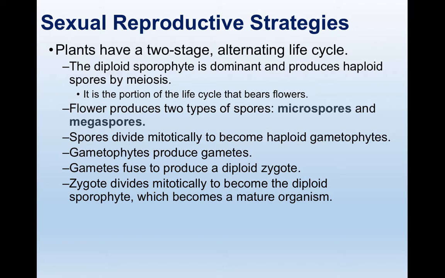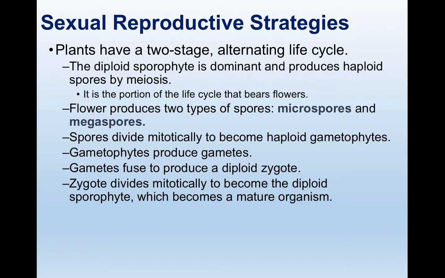Whenever we talk about it, the sexual reproductive strategies of plants have two stages. They're alternating life cycles. The diploid sporophyte is the dominant and produces the haploid spores by meiosis. If you remember last time we talked about, diploid means the full number or double, or two sets, if you will. The haploid is half of that diploid number. Meiosis is the process that goes through two stages. It is this portion of the life cycle that bears the flower. So it's through that process of meiosis that the plant actually bears flowers.